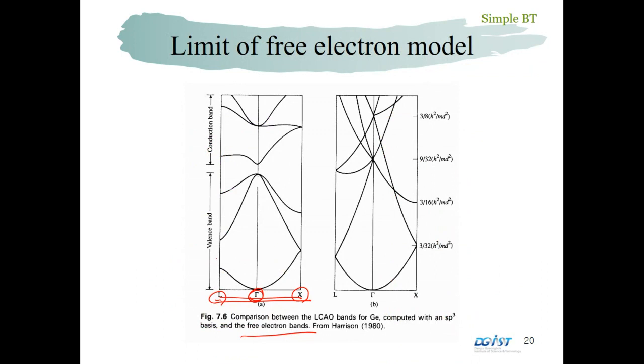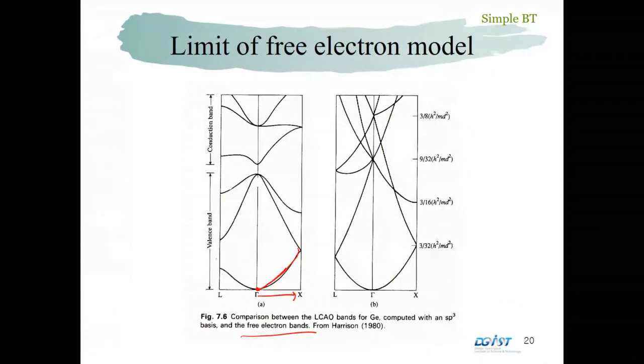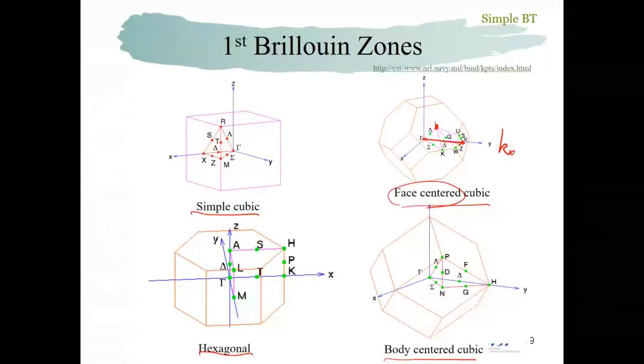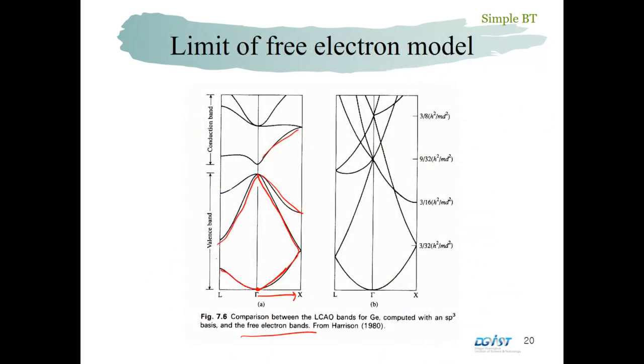So those band structures mean, if we increase the k value from gamma to X, gamma to X means kx. Then the energy is something like this. And for gamma to L, it's like kx plus ky plus kz all together. So along that line, we have those energy spectrums. Like this.